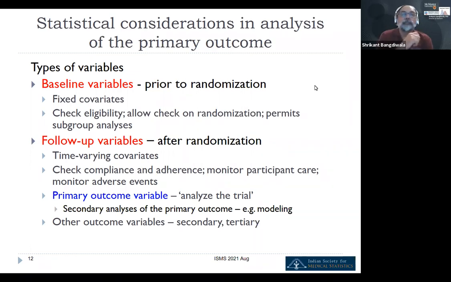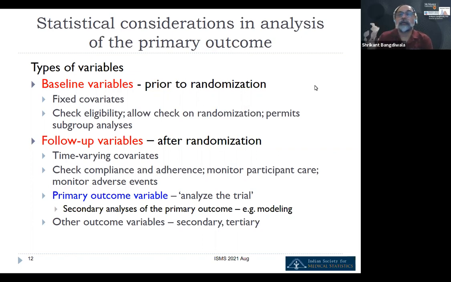Then we have follow-up variables, and these are the ones that are collected after randomization. They may be time variant covariates, like your blood pressure changing over time, or your glucose level, or whatever. They're useful for checking compliance, adherence, and for monitoring the participant care. These are things that are part of the study, looking at adverse events, etc. But it also includes the primary outcome variable, which is what we call the analysis of the trial. We also have secondary analyses of that primary outcome.